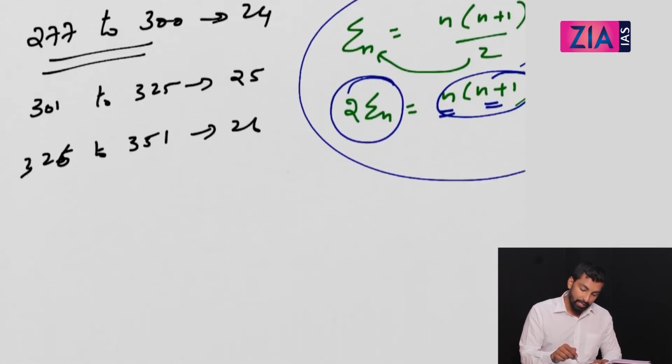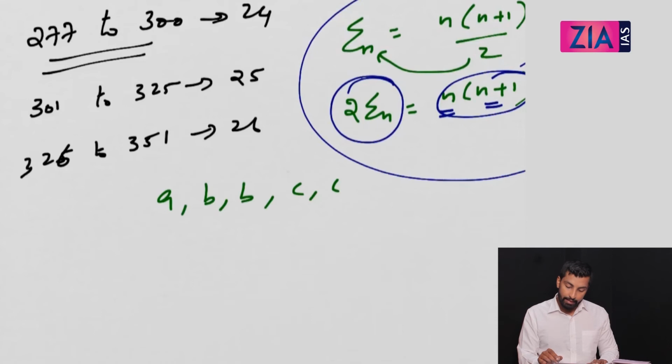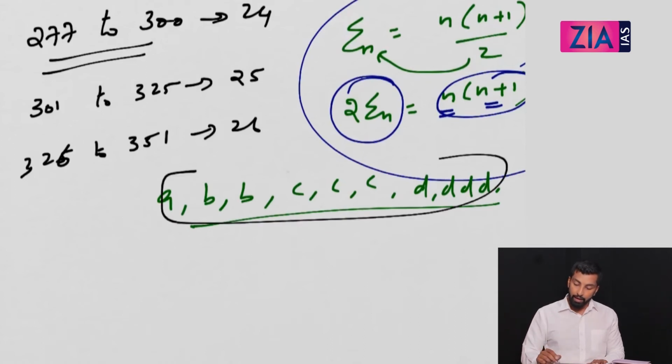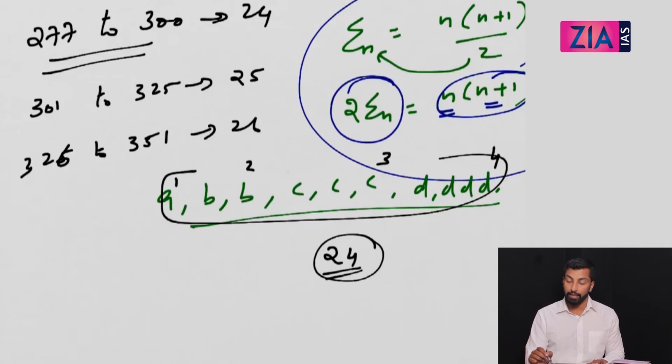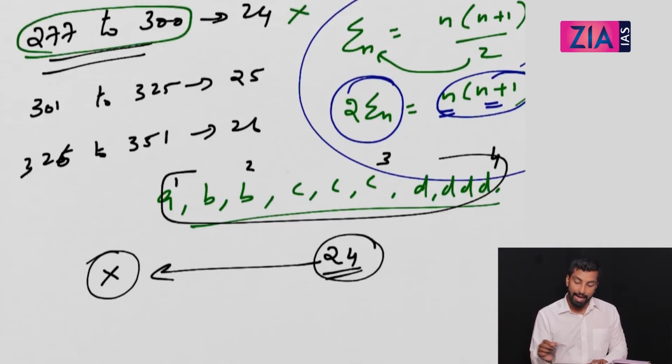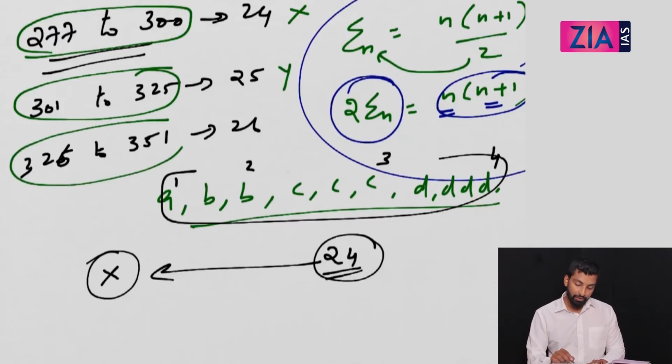Now let me give you the previous question which I have discussed. Instead of 1, 2, 3, I put A, B, B, C, C, C, D, D, D, D, etc. The answer is the same. If it was a number, you get 24 as the answer. Now, instead of 1 it is A, instead of 2 it is B, instead of 3 it is C, instead of 4 it is D. So instead of 24, what will be the answer? X. If the question is 277 to 300, the answer is X. For 301 to 325, the answer is Y. For 326 to 351, the answer is Z. I hope this is clear for all of you.